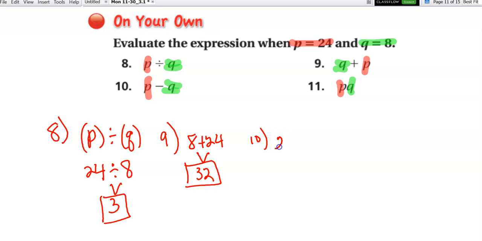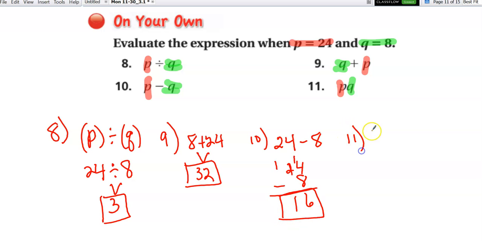P minus Q. Super important that you write subtraction in the right order, right? It's not commutative. If you change the order of subtraction, you change the value. All right, well, maybe I'm not as good at mental math on this one. Maybe I could write it out and show the regrouping. I get 16.